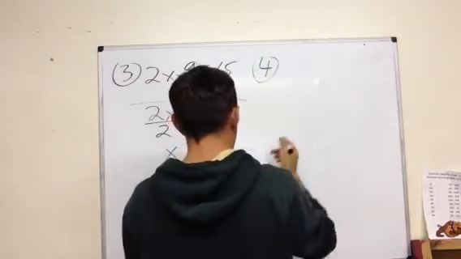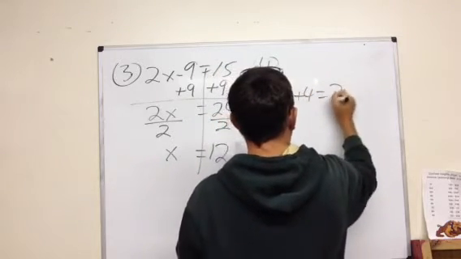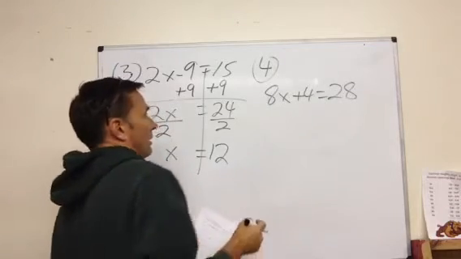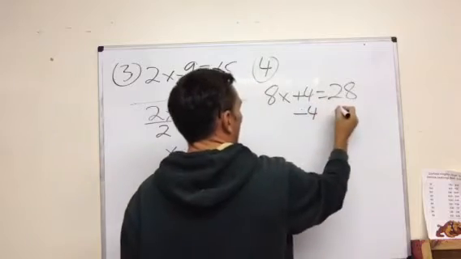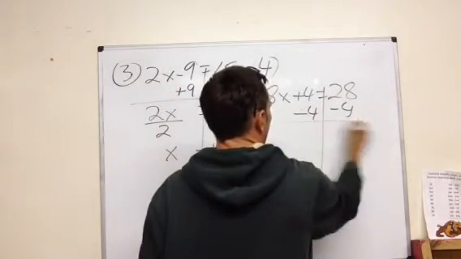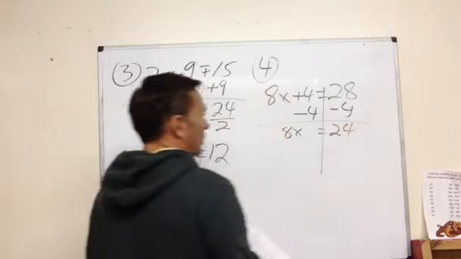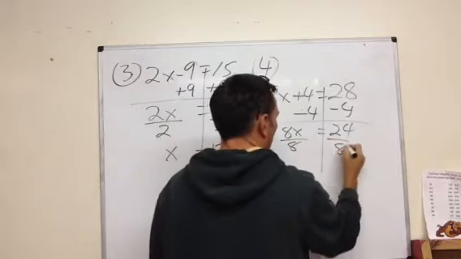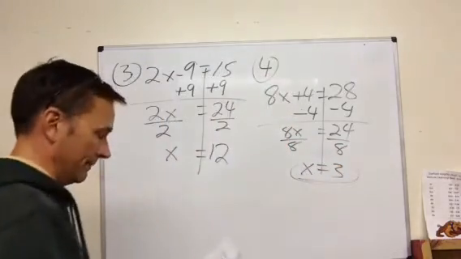Number 4. 8x plus 4 equals 28. We're looking to add opposites first if we can, and we can. Opposite of 4 is negative 4. 8x equals positive 24. Next step, divide by 8. Divide by our coefficient. And we get x equals 3.